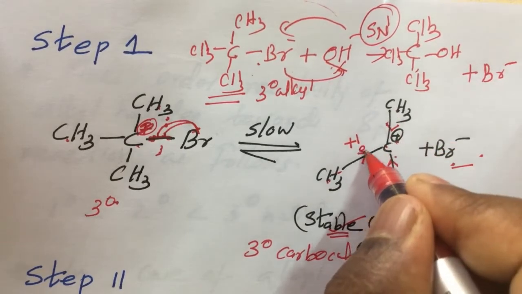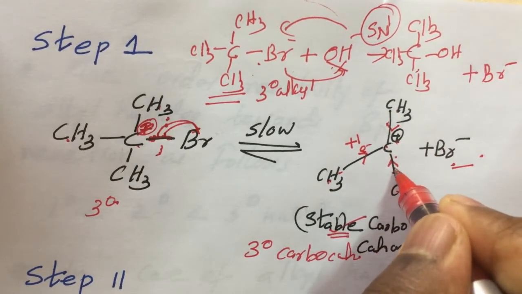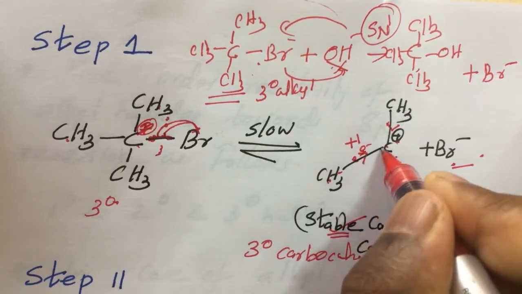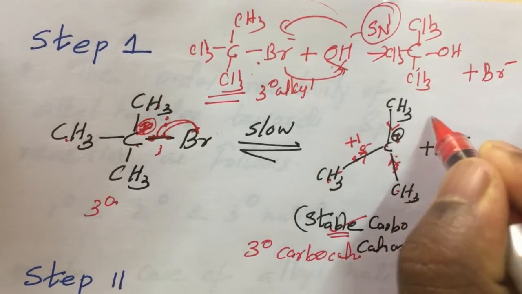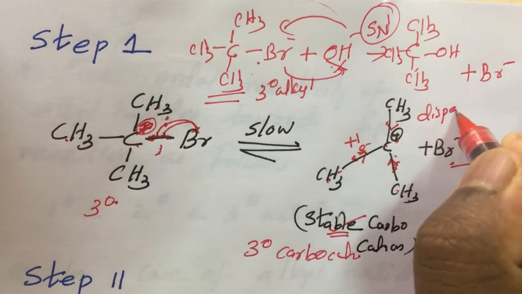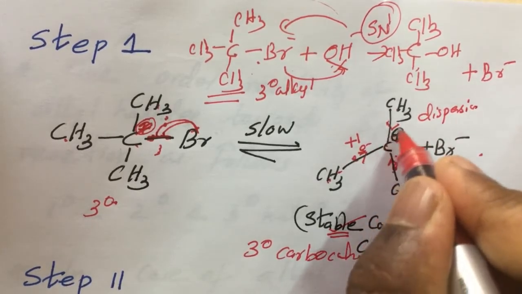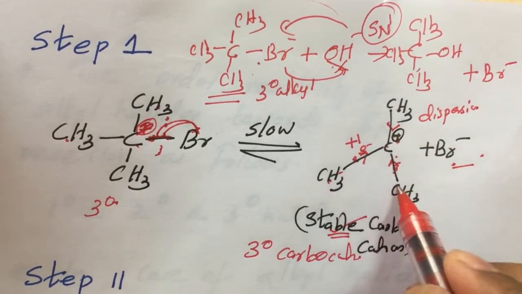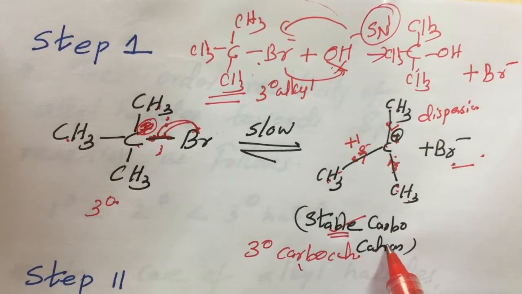So the 3 CH3 groups push their electrons to the positive charge. So there is a dispersion of charge. Dispersion means there is a chance of neutralization of charge. So due to these 3 CH3 groups, the tertiary carbocation is stable.